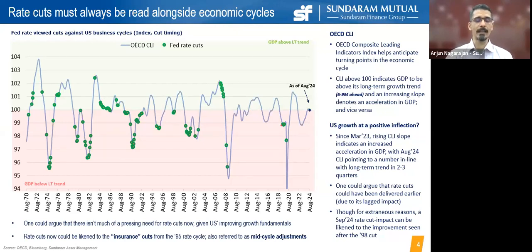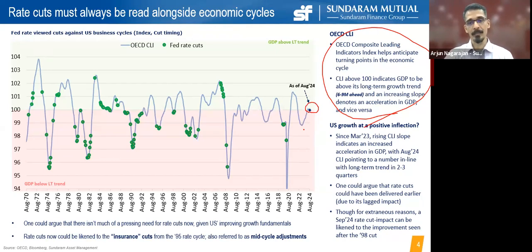The OECD runs something called the Composite Leading Indicator Index. You can find details here on the right side of the slide. There are three things you must remember when you read an OECD CLI index. Any number that is above the 100 threshold tells you that GDP for that country is above its trend. So for the US, the number seems to be almost exactly at 100, indicating that GDP is at trend at this point in time.